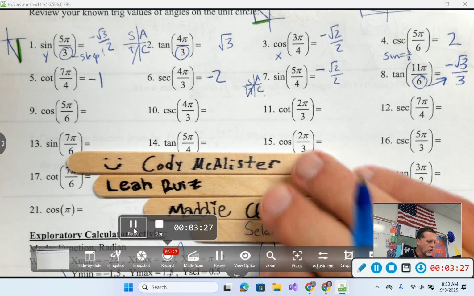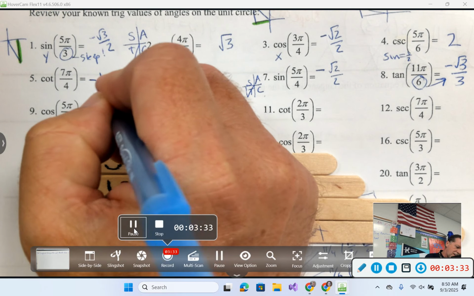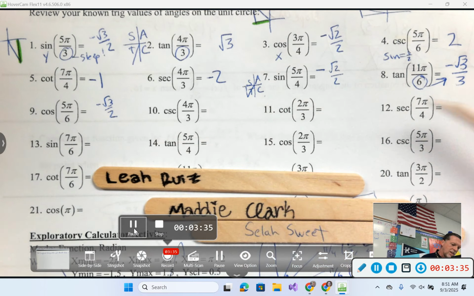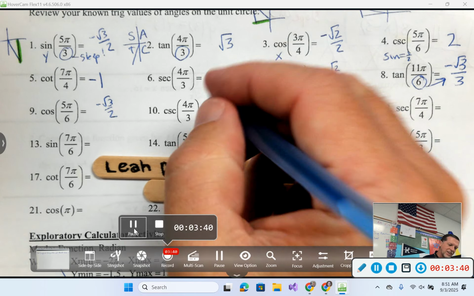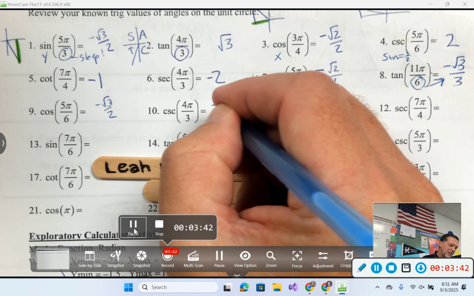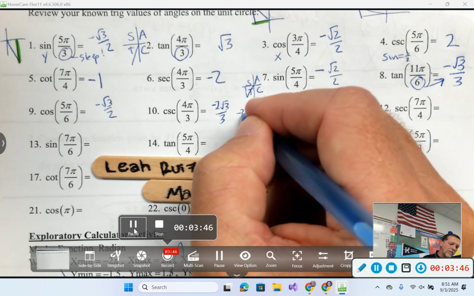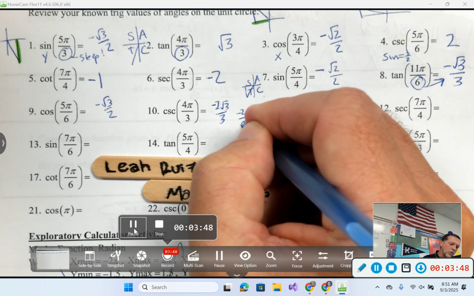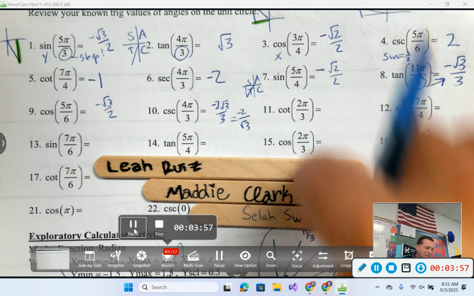All right, next 4. Cody, how about the cosine of 5 pi over 6? Yep. Leah, the cosecant of 4 pi over 3? Negative 2 square root 3 over 3. Yes. Remember that if you just flipped it to negative 2 over root 3, that would be okay as well. Like, we don't have to fix them in calculus. If you're in the habit of fixing them, it's fine, but you don't have to.